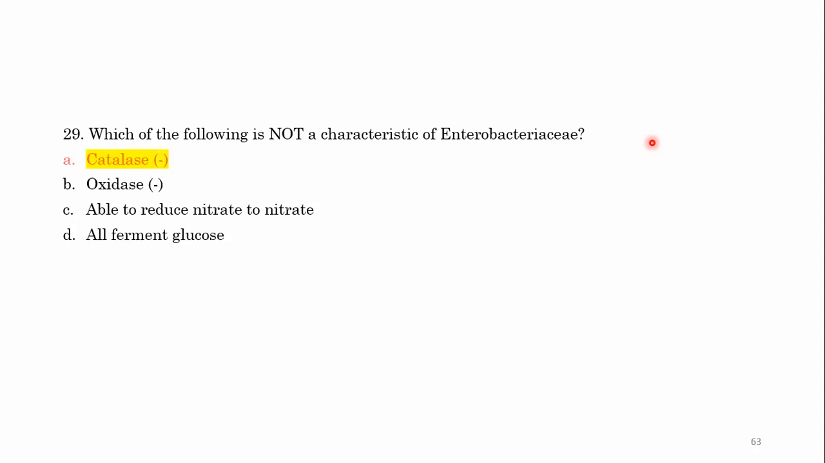If you can remember, most of the members of the family Enterobacteriaceae are catalase positive, except only one member. And what is that member that I am referring to? That is your Shigella dysenteriae. Shigella dysenteriae is the only member that is catalase negative. So I repeat, most of the members of Enterobacteriaceae are catalase test positive, except Shigella dysenteriae. Okay, so number 29, letter A.